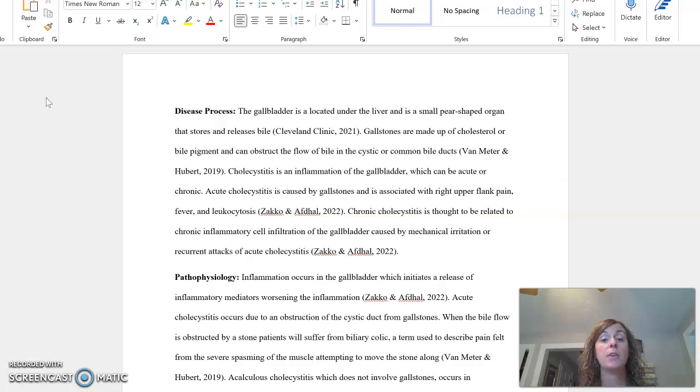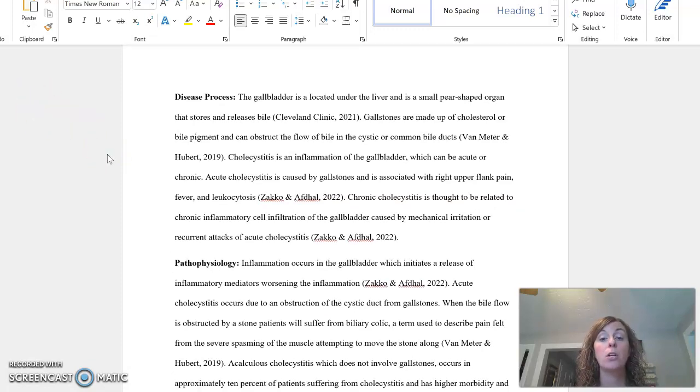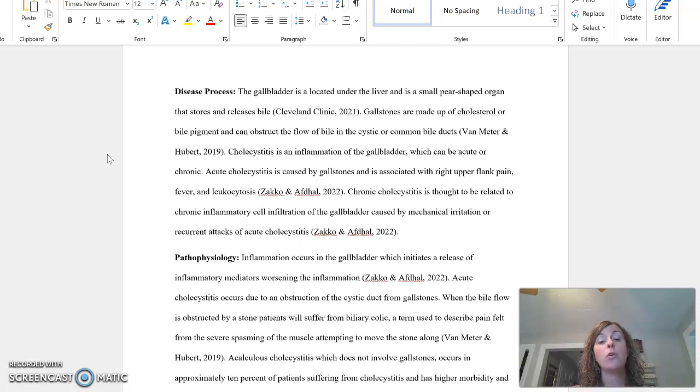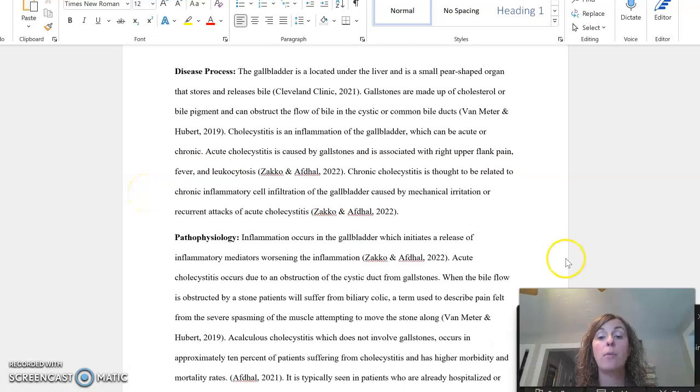Cholecystitis is a disease of the gallbladder, which is a small pear-shaped organ located under the liver, and its job is to store and release bile. Gallstones are made up of cholesterol or bile pigment, and these small stones, or sometimes large stones, can obstruct the flow of bile in the cystic or common bile ducts. So cholecystitis is an inflammation of the gallbladder, which can be acute or chronic.